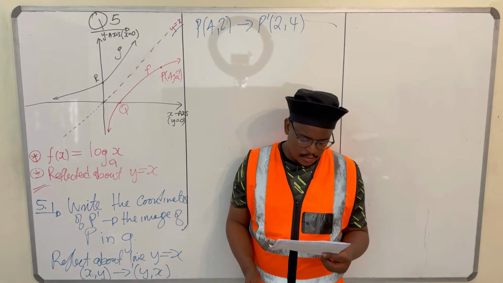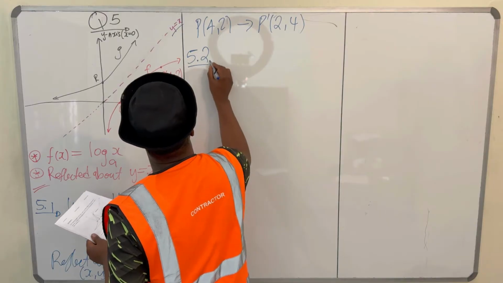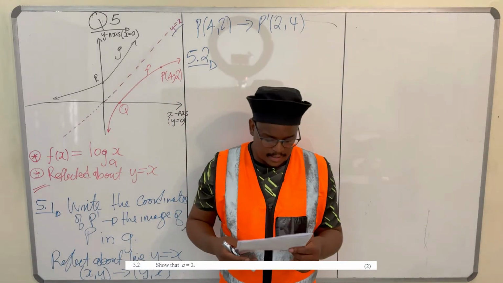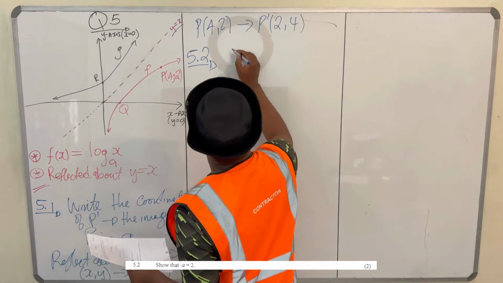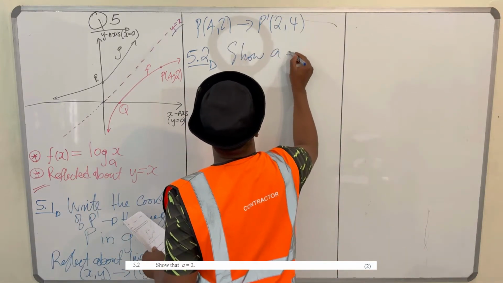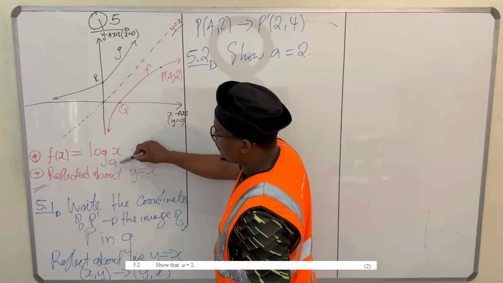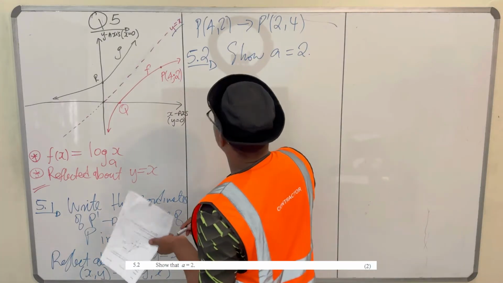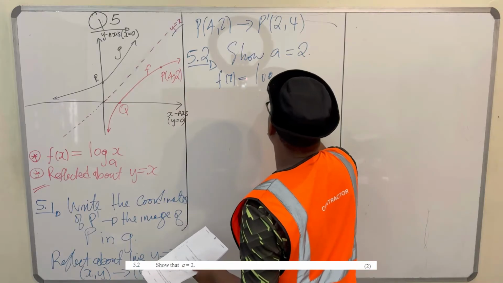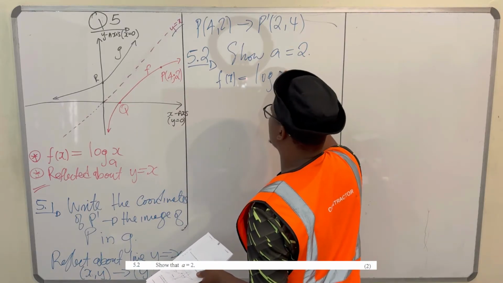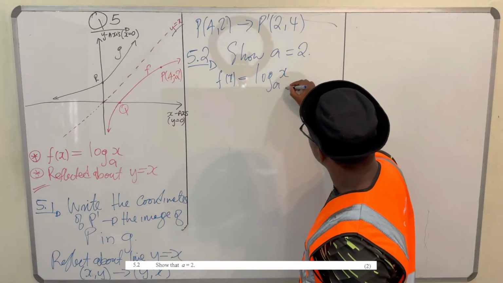We're done then. So we'll go to the next one, which is 5.2. What are they saying? They're saying show that a is equal to 2, right? What is a? A is the value of this log function here. We have f of x is equal to log x base a, right? So they want us to find the value of a.